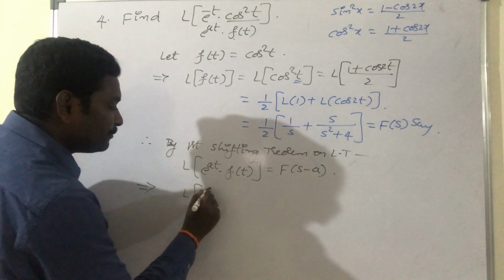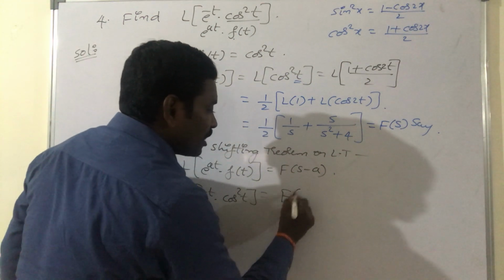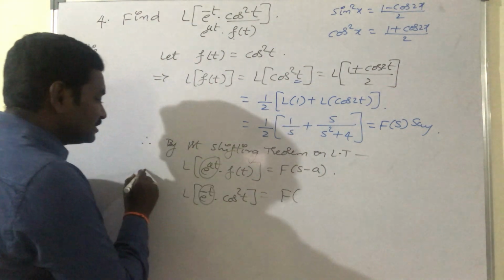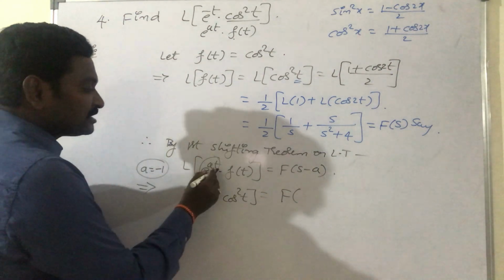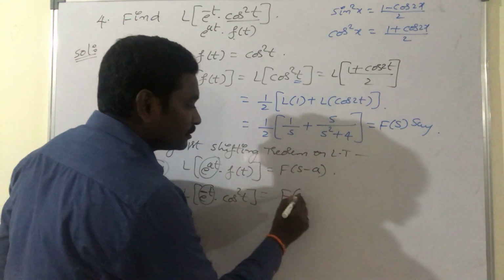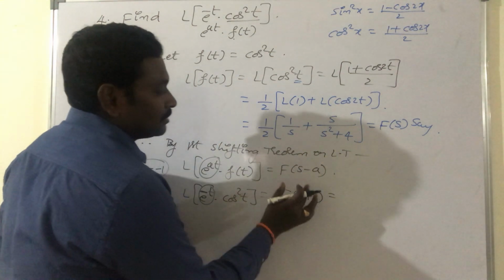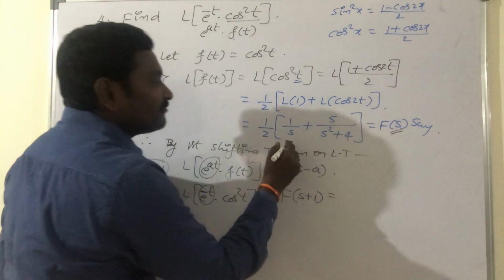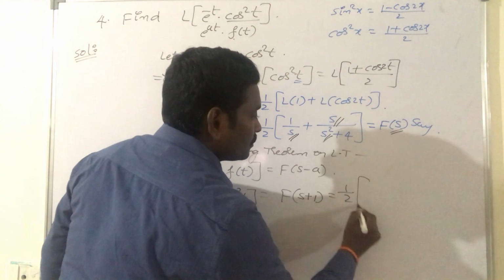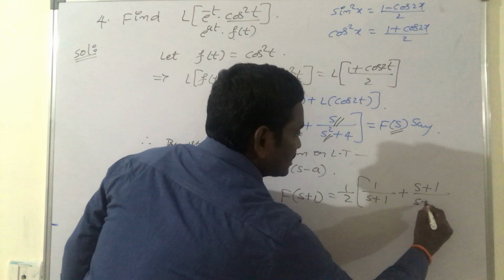So you will get L of e power minus t into cos square t is equal to F of, what is the value of a? Here we have e power minus t instead of e power t. That's why we observe that the coefficient of t is minus 1. That's why a is equal to minus 1. Put a is equal to minus 1 here. So F of s plus 1 is equal to, what is F of s plus 1? In this function of s, whenever we have s, blindly replace it by s plus 1. So 1 by 2 into (1 by s plus 1 plus (s plus 1) by (s plus 1) whole square plus 4).